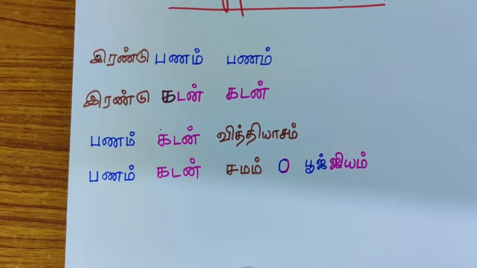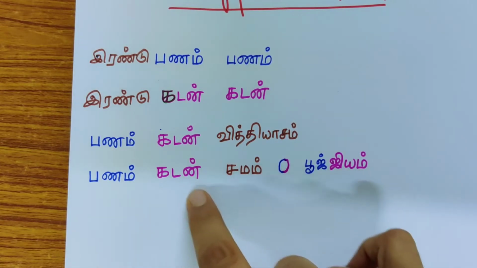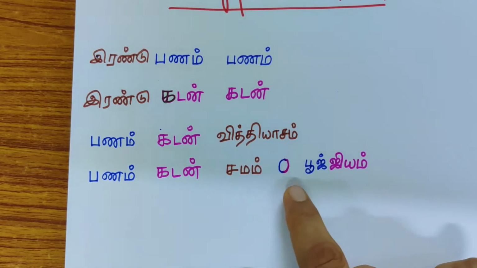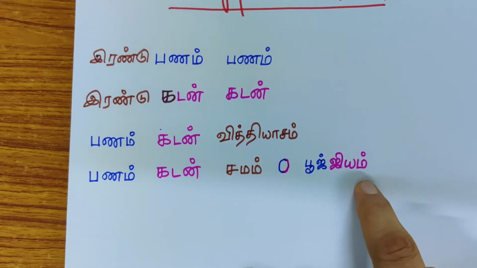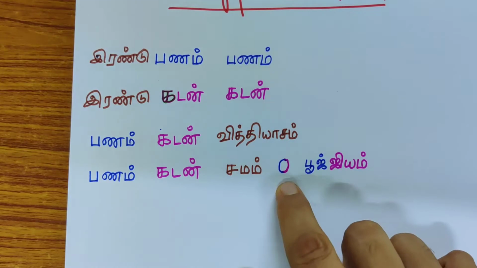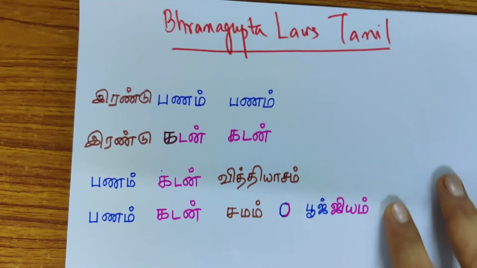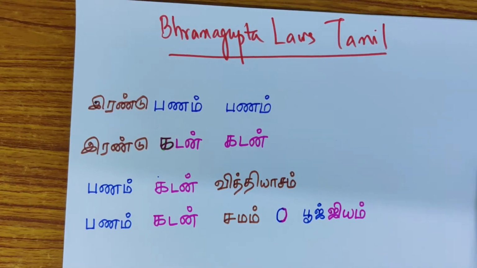So Brahmagupta actually has quite a few laws about what he calls shunya, we call pujyam, 0. So we can also introduce that when panam kadan samama pujyam, which means if panam and kadan are equal, then it's a 0. That is the definition of 0. So 0 is a number. So Brahmagupta introduced 0 as a number.